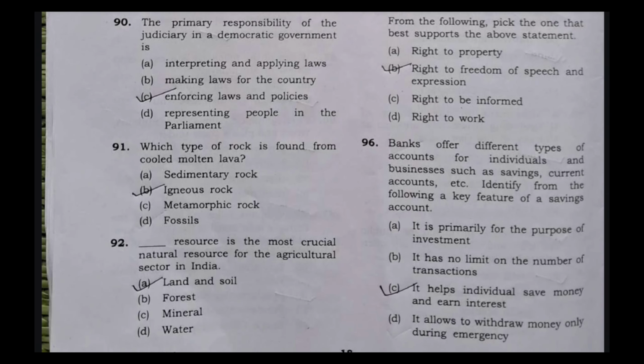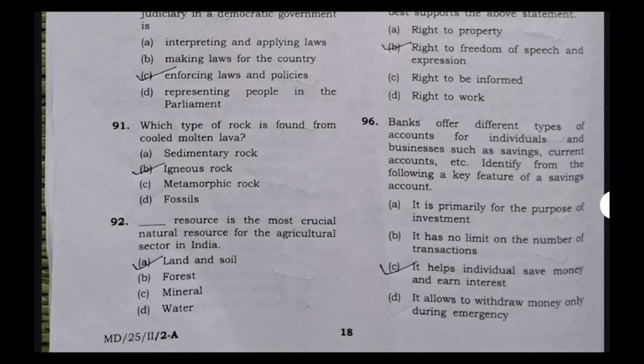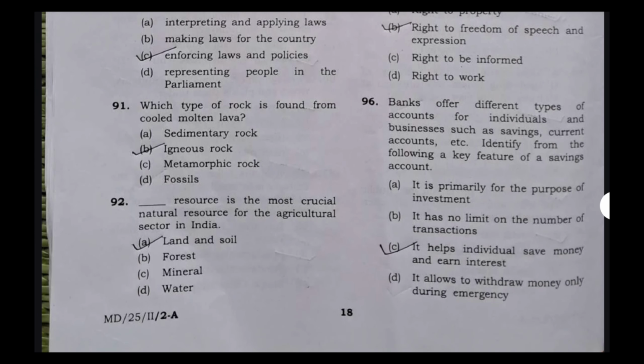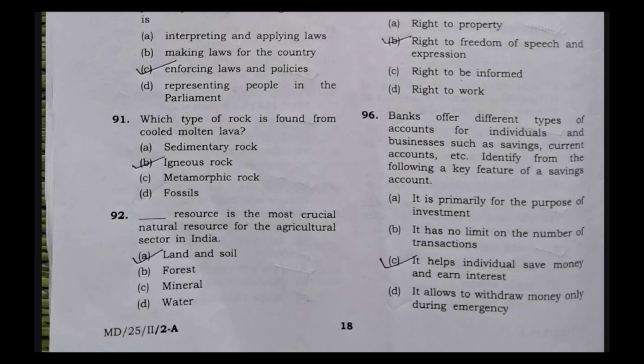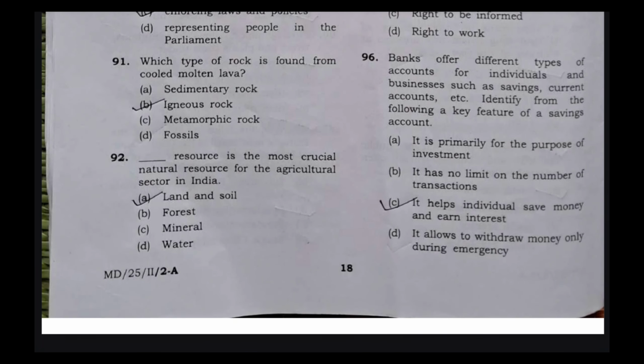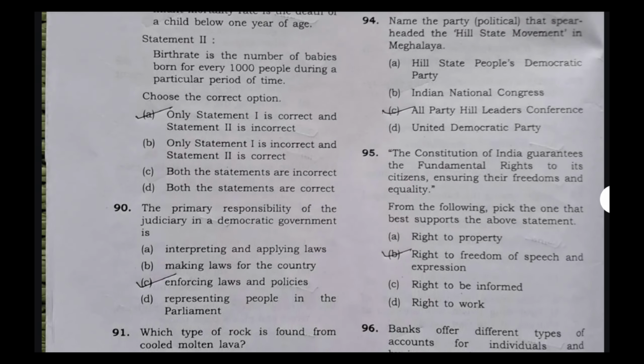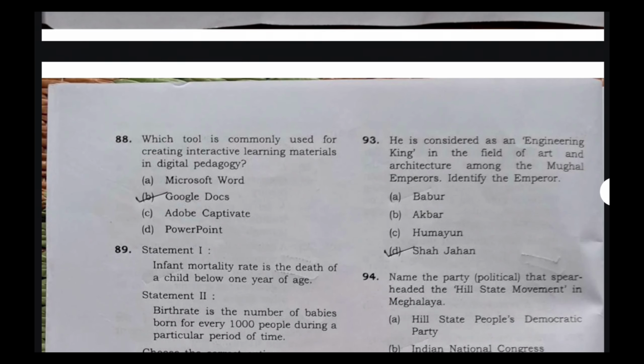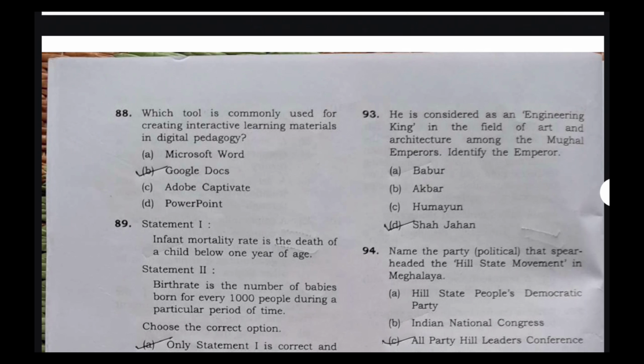Question number 91. Which type of rock is found from cooled molten lava? Answer is option B, igneous rock. Thus, 92. Which resource is the most crucial natural resource for the agricultural sector in India? The answer is option A, land and soil. 93. He is considered as an engineering emperor, identify the emperor. So the answer is option D, Shah Jahan.